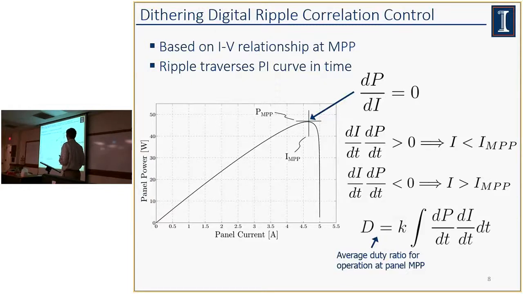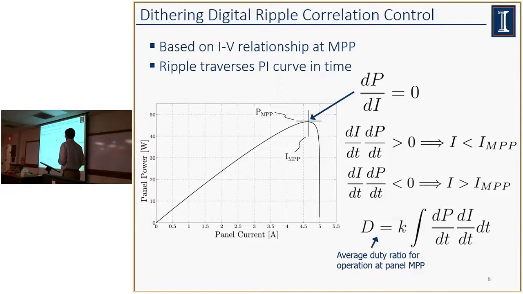And then we can see that depending upon the sign of this product, if we're over here and we increase current in time and power increases in time, this product is positive, and that indicates that we're at some I less than IMPP. Now, if we're over here and we increase current, dI/dt is positive, dP/dt is negative, and that tells us that we're at some I higher than the maximum power point I.